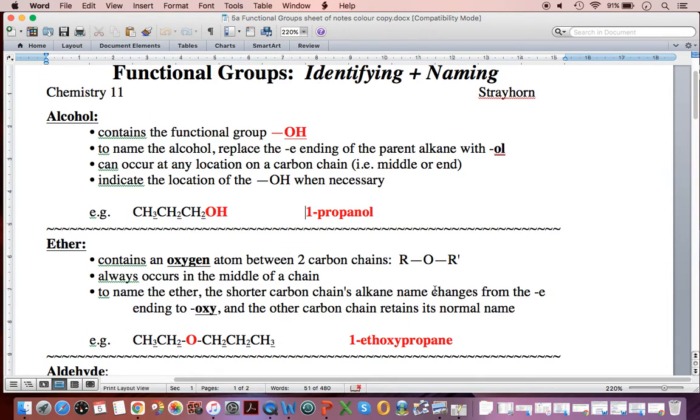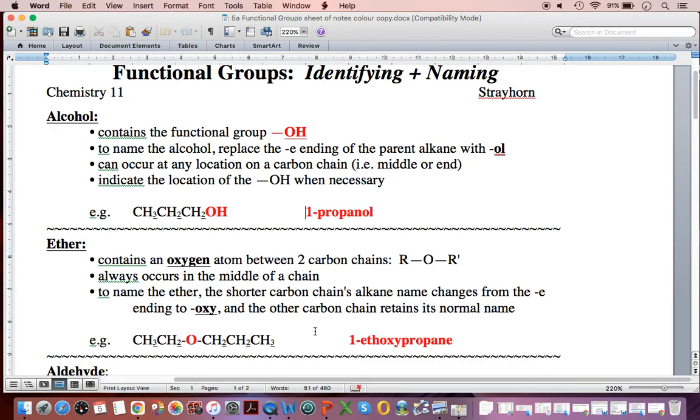Now ethers are close to alcohols, but instead of H here, we have another carbon chain. So here we would have had a carbon chain. And so oxygen's in the middle, carbon chain on one side, carbon chain on the other. And ethers always occur in the middle of a chain.